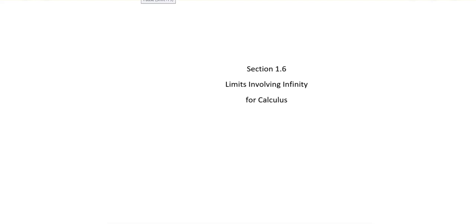In section 1.6, we will work with limits again. In this case, because, as the title says, it involves infinity, there are really two cases here. One is where you're taking the limit as you approach a particular numerical value, but the end result, the limit, is a version of infinity. Or in the second case, we are approaching infinity and we want to know how the function is behaving.